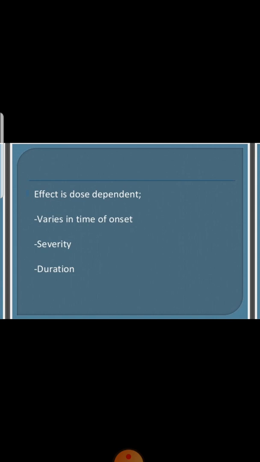So the factors that can affect the prodromal period are the severity and the duration. The more the dose is, the more violent the symptoms will be in the prodromal period, and so is the duration. Duration is also very important.